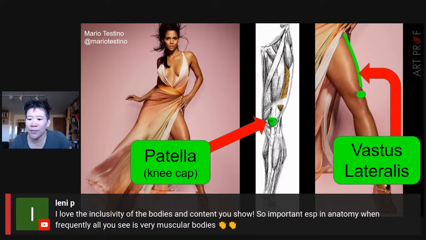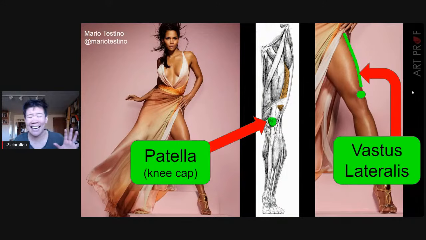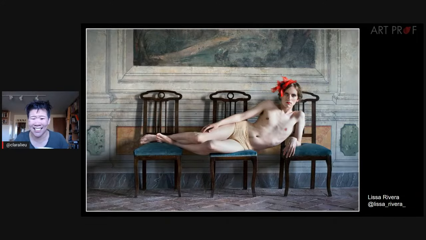Lenny says, love the inclusivity of the bodies and content you show. So important, especially in anatomy, when frequently all you see is very muscular bodies and also white male bodies, according to Andrew Loomis. Everybody's an ideal size, which I'm just done with that. I mean, I'm not trying to knock Loomis. Like, Loomis is fine. I know a lot of people get a lot out of his content, but it's out of date, like really out of date. So that's why I'm trying to put together a series that's more contemporary, that doesn't say, oh, you have to be a white woman who's a size 0 to be actually looked at.